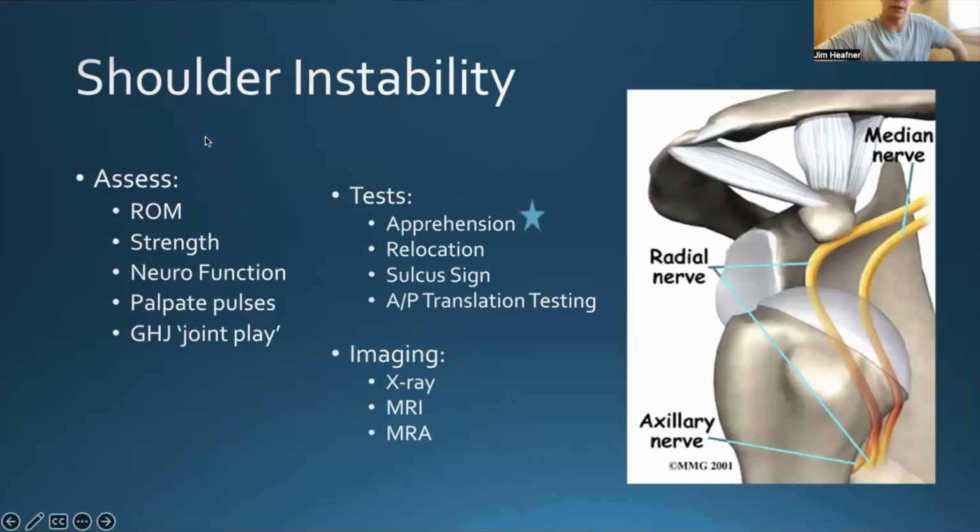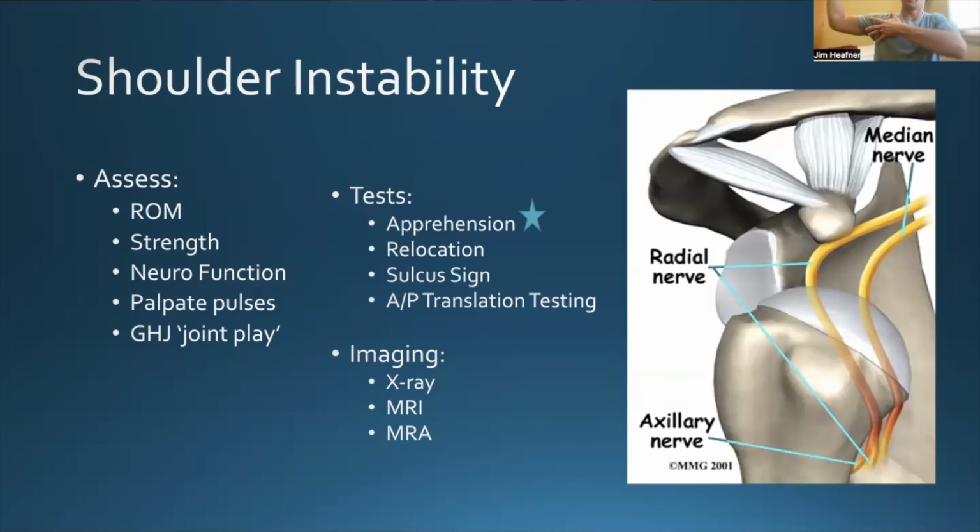With shoulder instability, we need to look at neurofunction, and we need to palpate the pulses to make sure there was no vascular compromise. The testing that we're looking for is the apprehension and relocation test. That's when someone's on their back and you bring them in this position. If that's apprehensive, that's a positive sign that the anterior shoulder is not restraining that position.